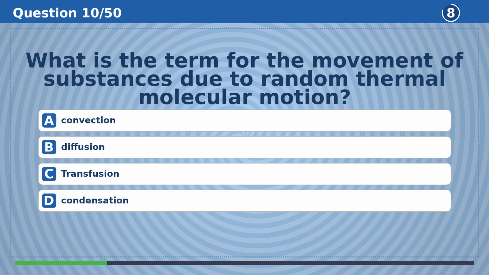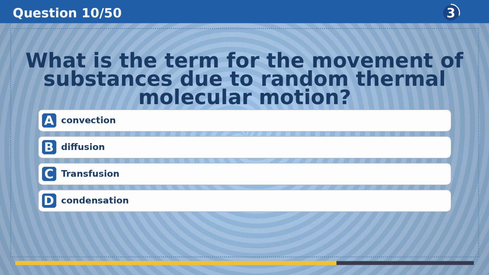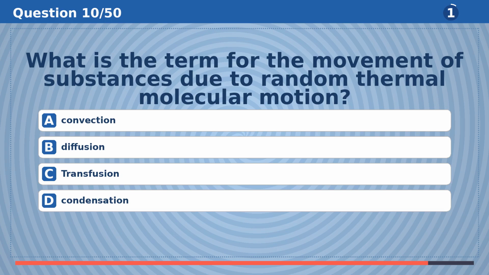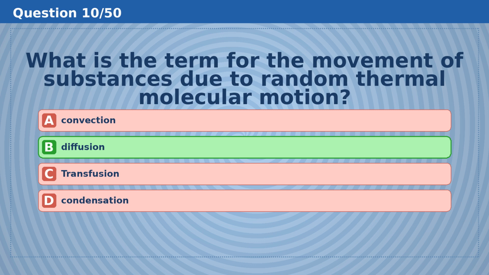What is the term for the movement of substances due to random thermal molecular motion? The answer is B, diffusion.